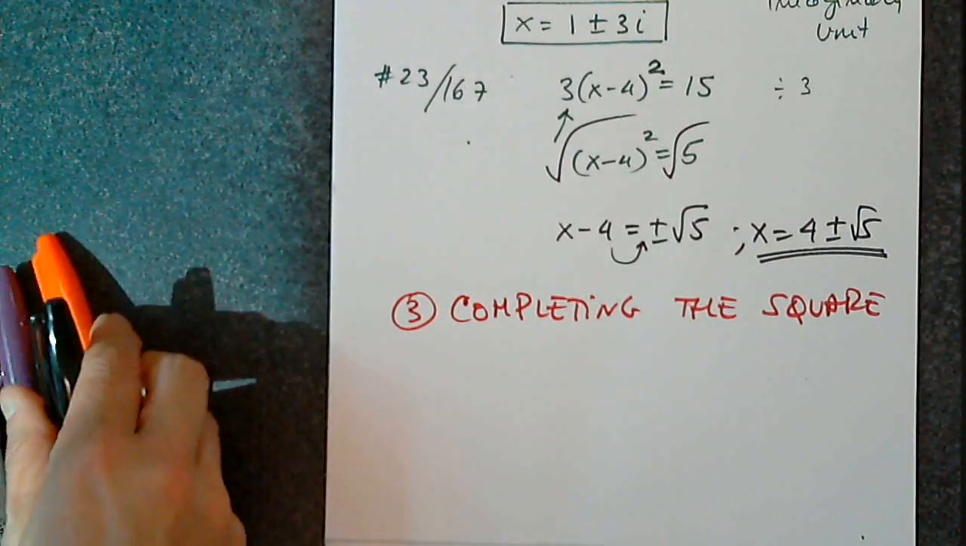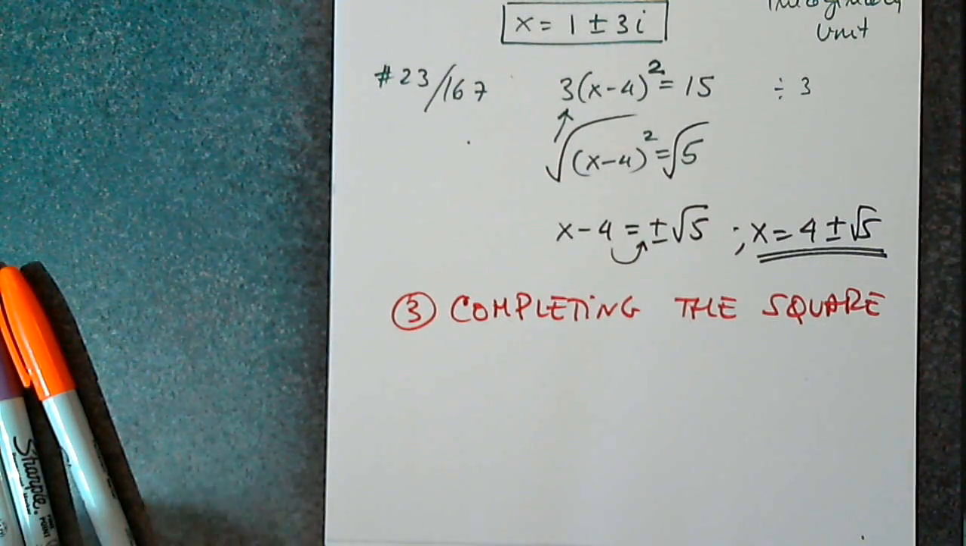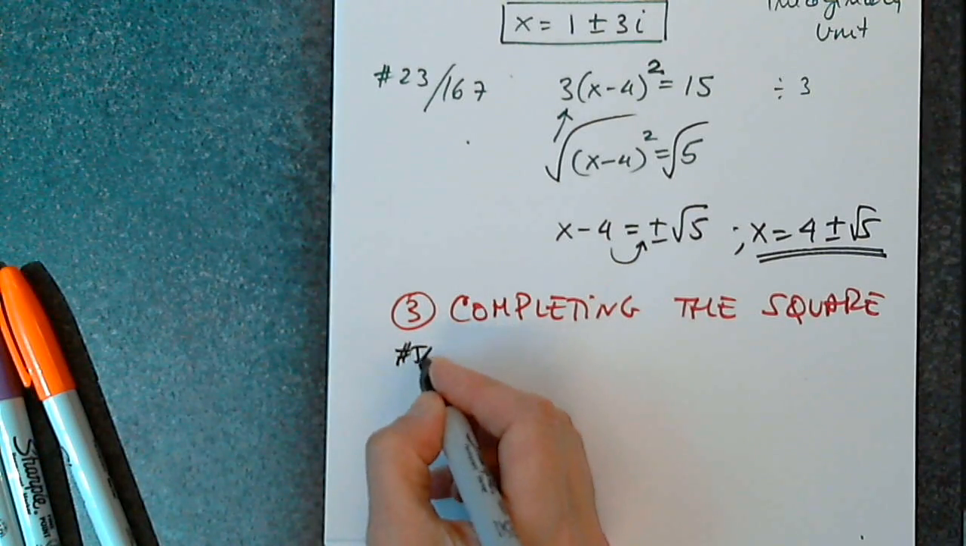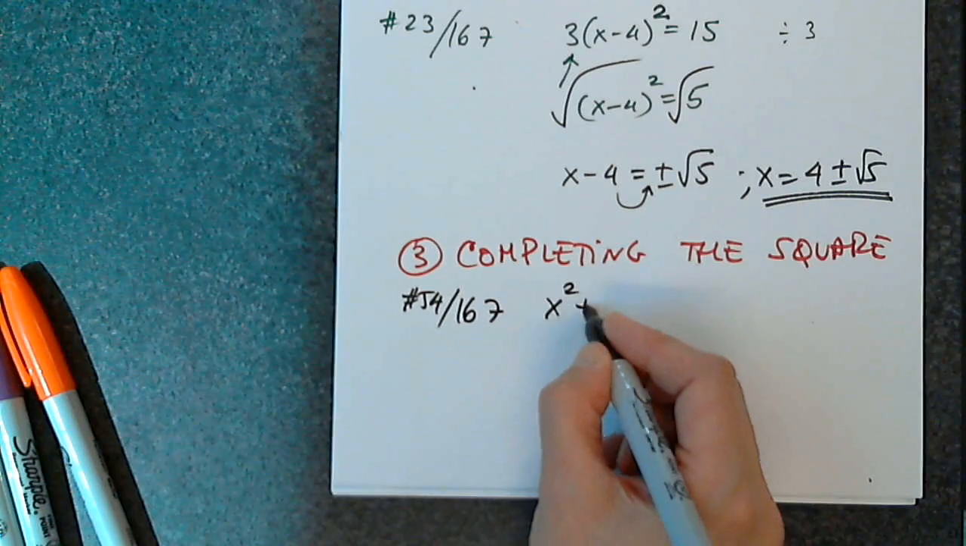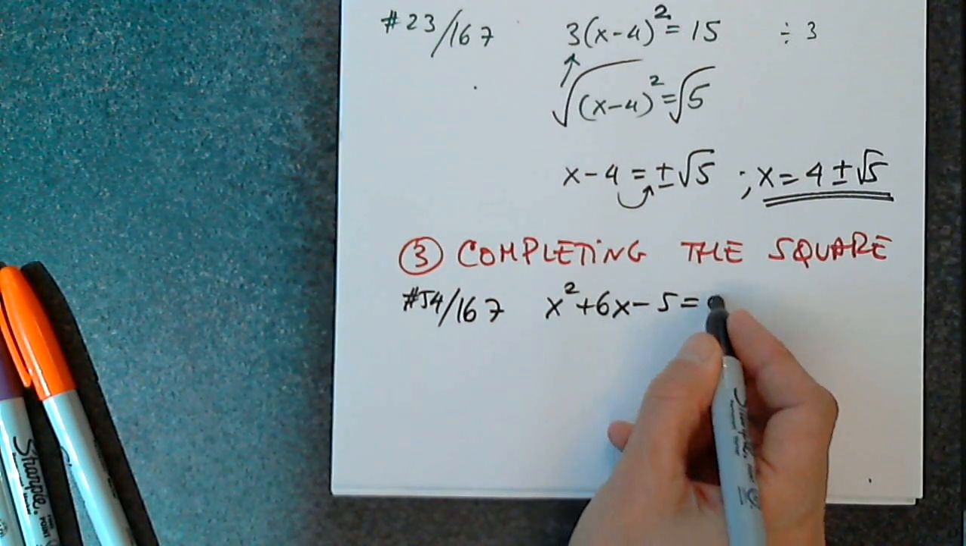So bear with me. I'm going to pick a problem from your text. Let's say I'm going to pick 54 on page 167. And the problem is x squared plus 6x minus 5 equals 0.